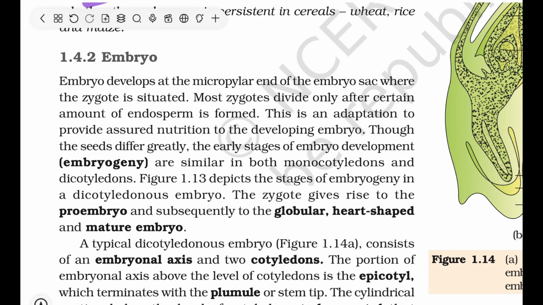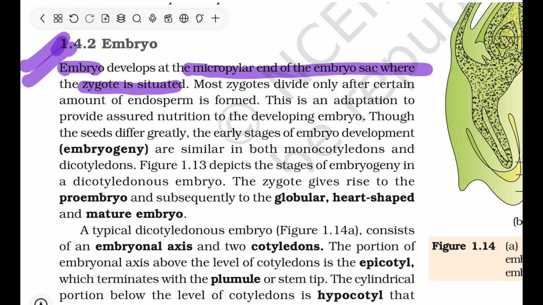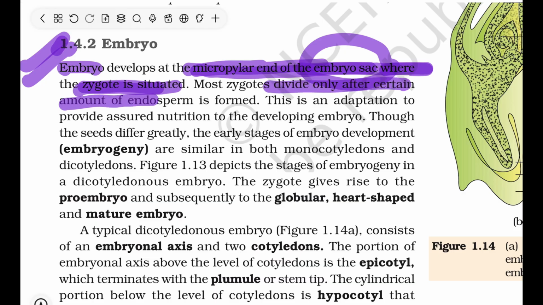First we have read endosperm. Okay, now embryo. The embryo develops at the micropylar end of the embryo sac, where the zygote is situated. So they have listed the location of the embryo. The embryo develops at the micropylar end of the embryo sac, the female gametophyte, where the zygote is situated. Most zygotes divide only after a certain amount of endosperm is formed.